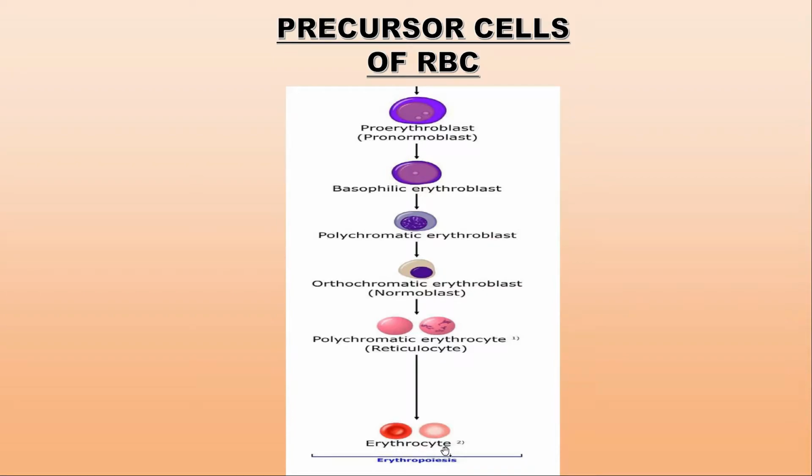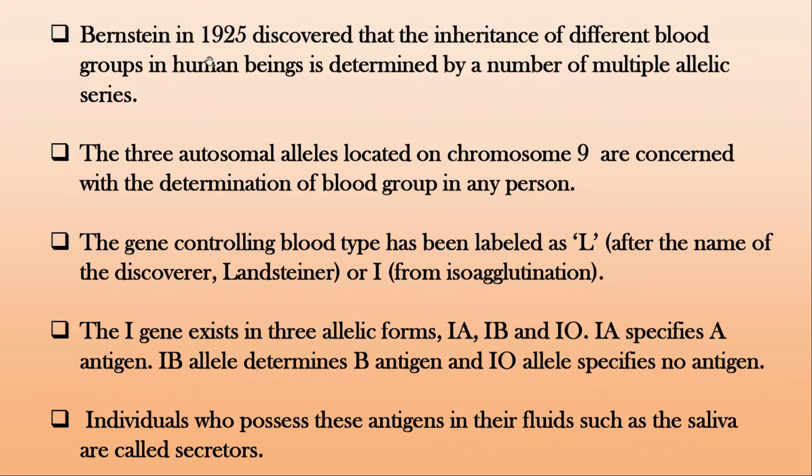Before the RBC matures, it undergoes these different stages: pre-erythroblast, basophilic erythroblast, polychromatic, and orthochromatic erythroblast. Bernstein in 1925 discovered that the inheritance of the different blood groups in human beings is determined by a number of multiple allelic series, and these multiple alleles were found in chromosome number 9, and they are autosomal alleles. Autosomal alleles means they determine the body characters.